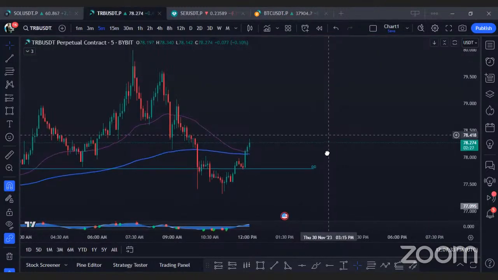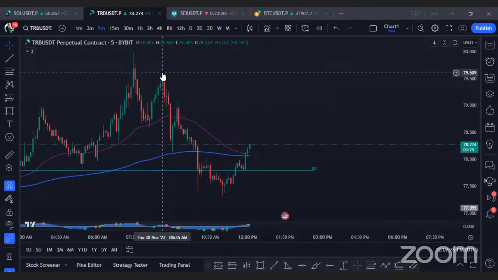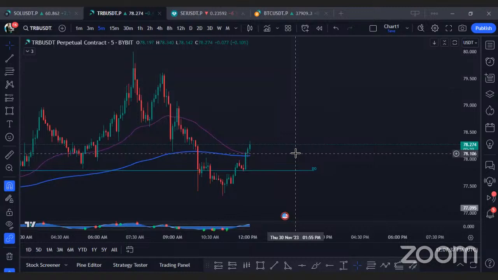TRB is my problem right now. TRB should hit 79. I'm out of that trade. $79, I'm out of that trade. I'll buy TRB on spot. Okay, I'll buy on spot if we get $75 or more.